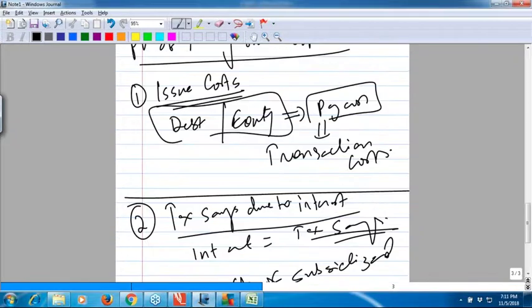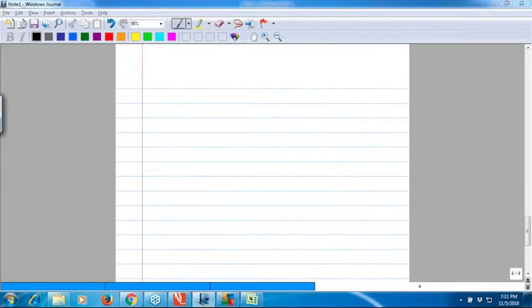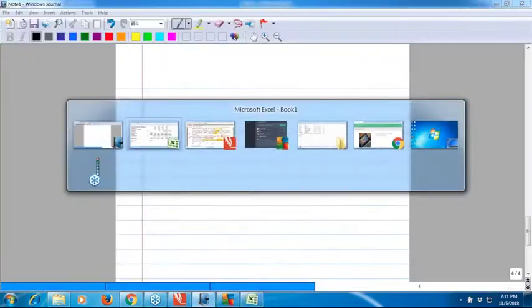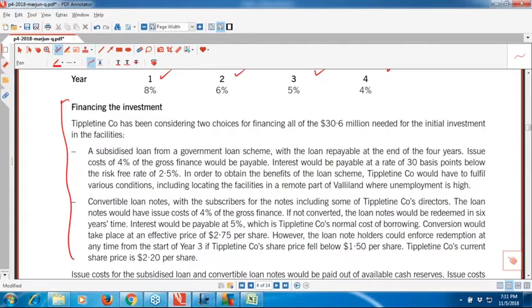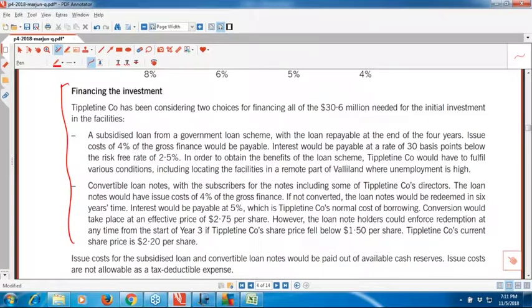Now, how exactly are we going to consider all these financing side effects? Let's have a quick go through of the question, because I only restricted myself to the area which pertained to the base case NPV. I did not go towards the financing side effects. Now I'm going to talk about the financing side effects.